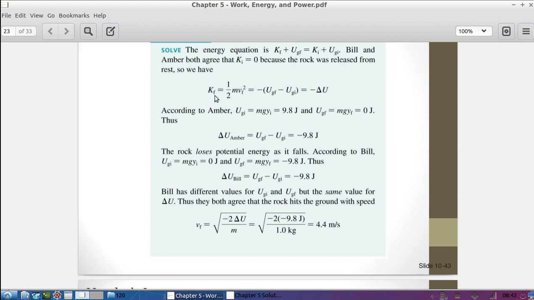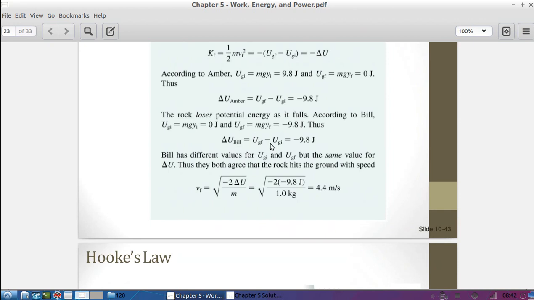So the final kinetic energy is equal to the negative change in potential energy. But Amber and Bill both have different values for their final and initial potential energy. Calculating delta U for Amber, we've got 0 joules minus 9.8 joules, because the surface is 0 joules. So Amber gets negative 9.8 joules.